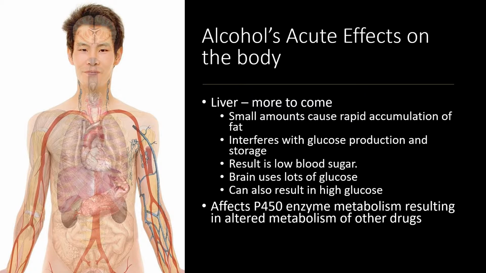Alcohol has a number of effects on the liver. In a later video, we'll talk about specific diseases of the liver which alcohol causes. But the short-term effects are that small amounts can cause rapid accumulation of fat in the liver, which interferes with glucose production and storage. This can result in fluctuations in blood sugar, either low blood sugar or high blood sugar. The brain uses a lot of glucose, which is one of many reasons that alcohol affects thinking and cognition. Alcohol also affects the P450 enzyme metabolism, which results in altered metabolism of other drugs.